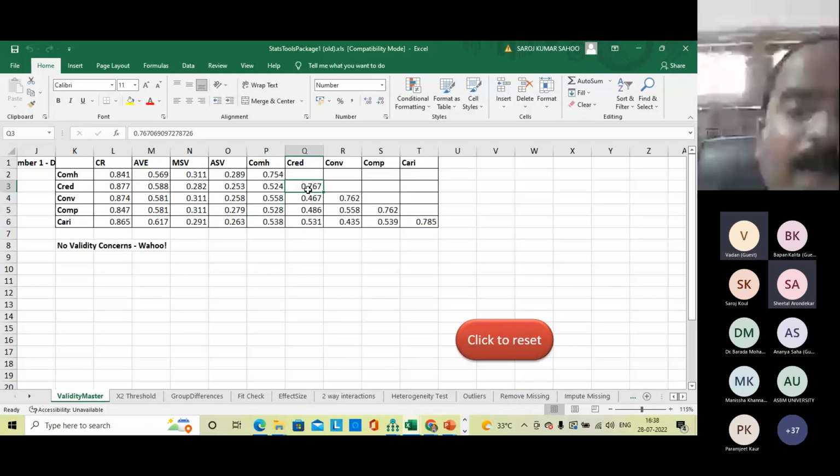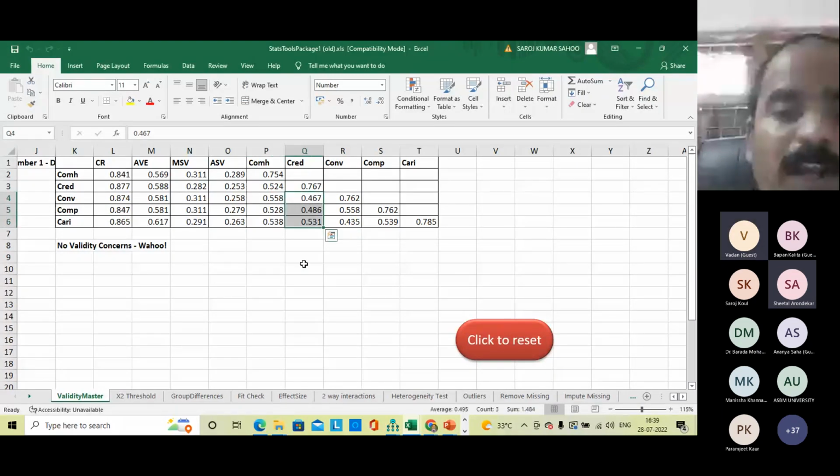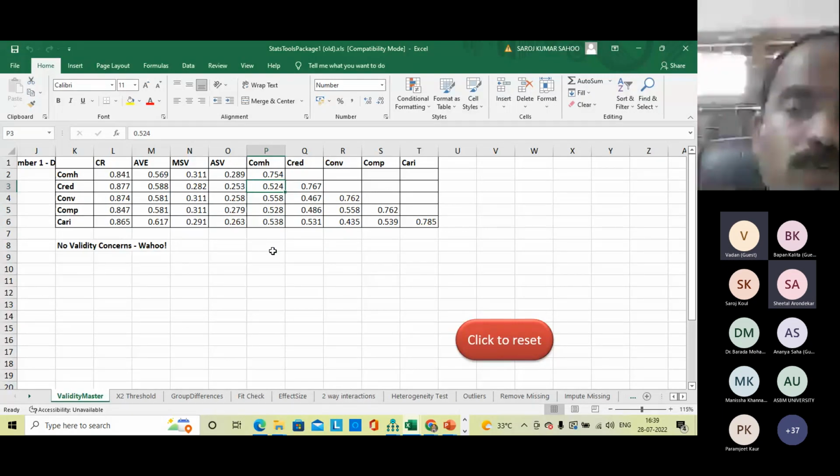Now coming to the square root of AVE for credibility. Look at my screen. It is 0.767. Its respective off diagonal values are what? One value is 0.524. Another three values are 0.467, 0.486, 0.531. These three values plus 0.524, these four values must be less than 0.767, which is justified here.